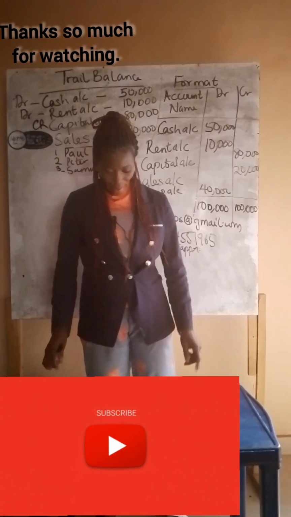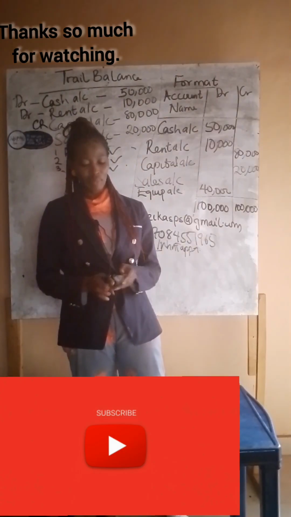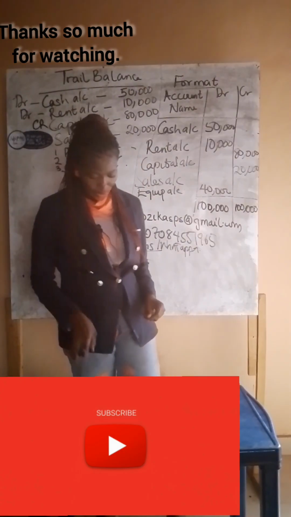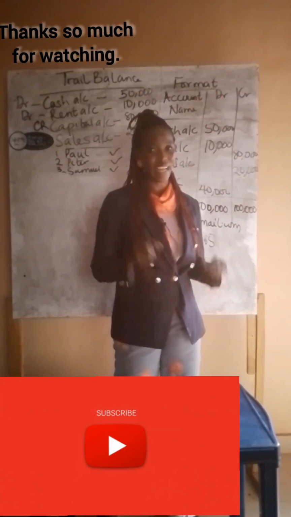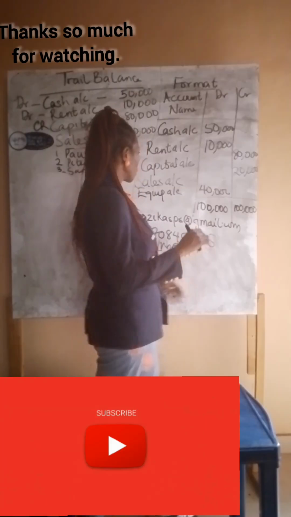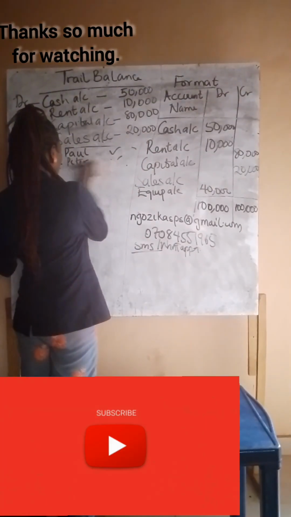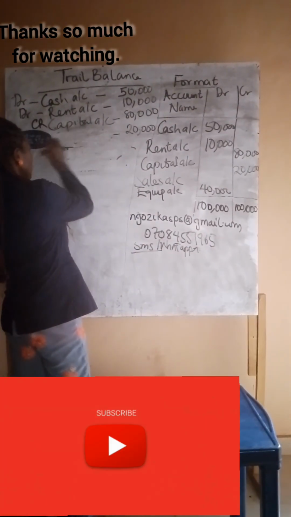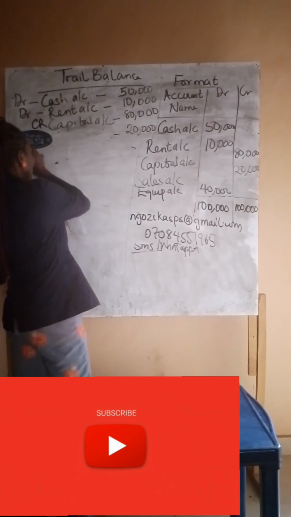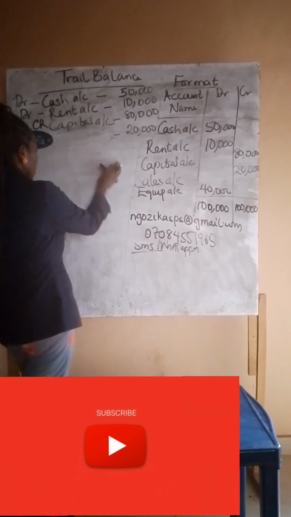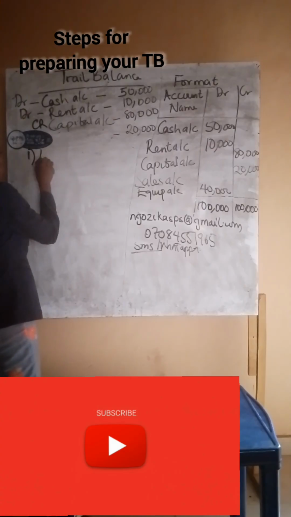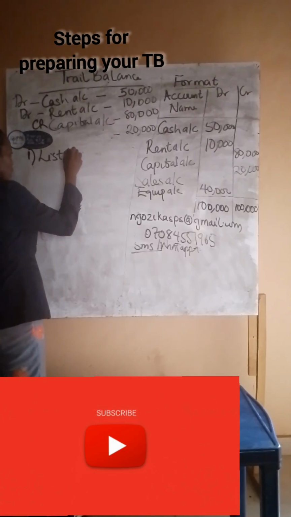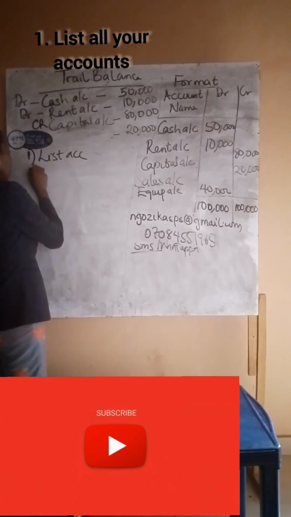But before I leave, I want to give us 6 steps that would help us prepare our trial balance. In as much as I've talked about it, I want to make it very, very simple for us. So step number one in preparing your trial balance is, first of all, you must list all your accounts. All the accounts you're preparing, you must list them, know their names. Then get the balances in each of them.